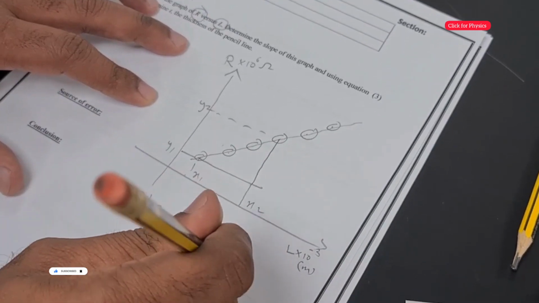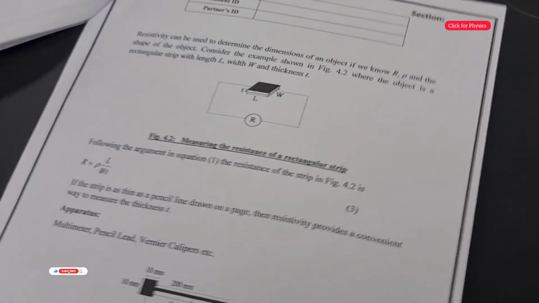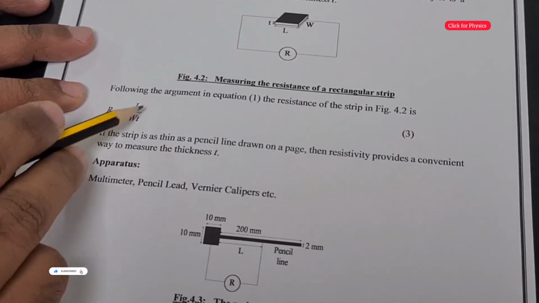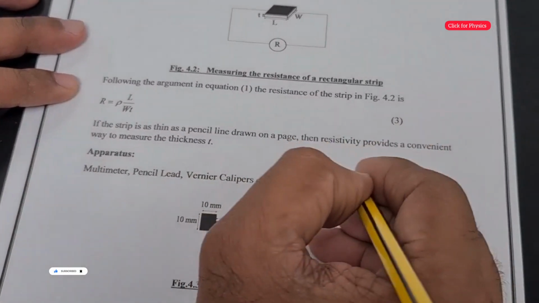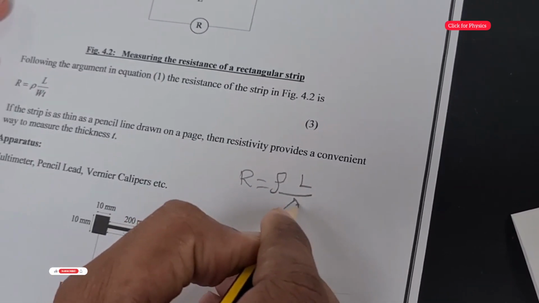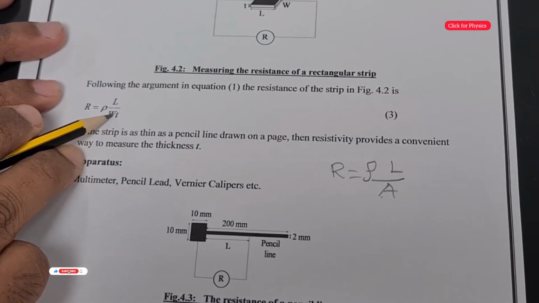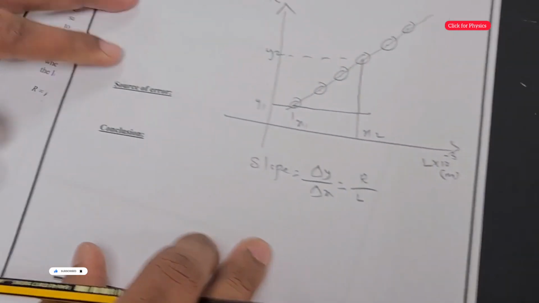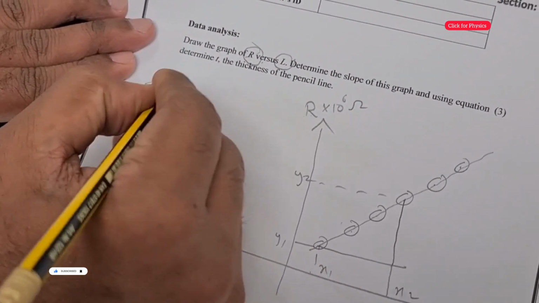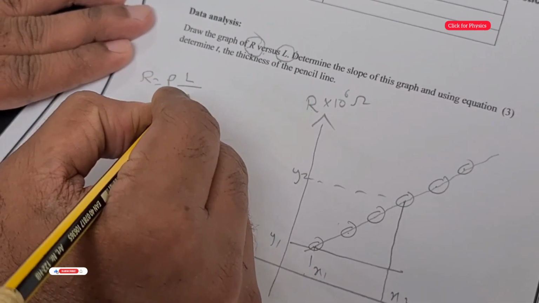Now after you find the slope, where are we going to substitute the value? This is our equation, which we are going to use for the second table. So how did we get this equation? Previously I told you R is equal to rho multiplied by L over area, am I right? So I can write the area in terms of width multiplied by thickness. So I can write the readings here near the graph.